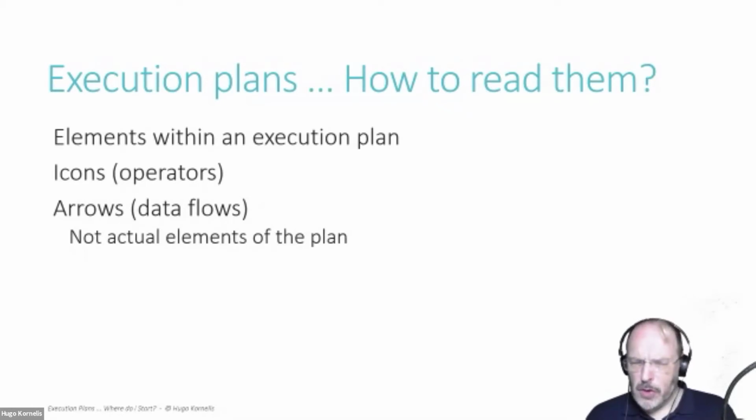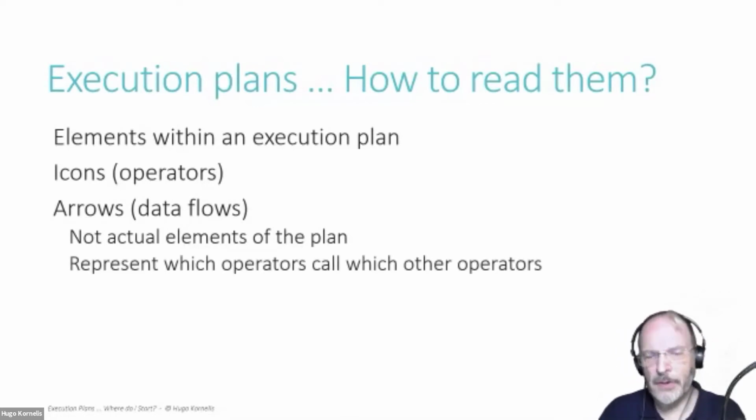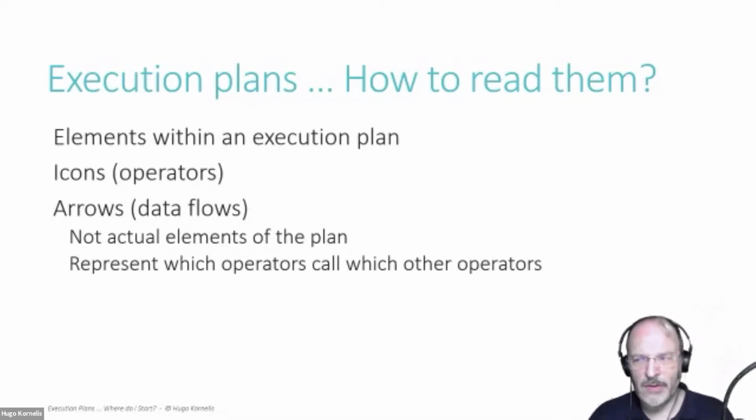Now, I also want to talk about the arrows, the data flows, and they are not actual elements of the plan. They just represent how the operators connect to each other. So the arrows represent which operators call which other operators. And that is something that the optimizer has laid out in the execution plan.